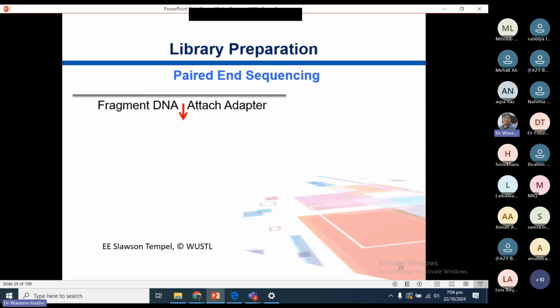So in paired end sequencing, what you do is attach another sort of adapter. For example, we want a longer fragment to be sequenced from here to here. Suppose this is just 1,000 bases. If we just capture the ends, this part from here and this part from here, the rest of the part we can also detect.